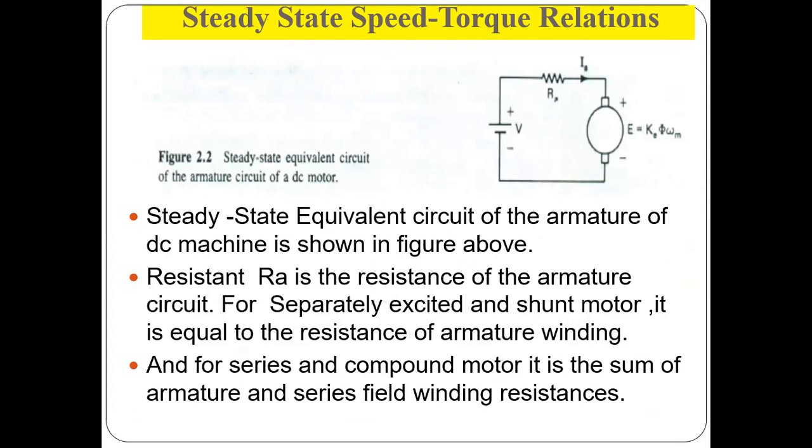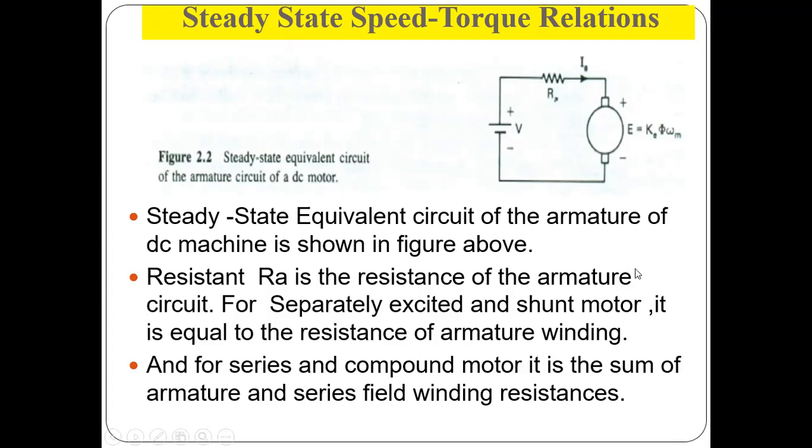Our main objective of this unit is to learn how to control the speed of the DC motor. For that, we require the speed torque characteristic of the particular motor. In that equivalent circuit, you can see the equivalent circuit of the armature circuit of the DC motor. There is a battery connected and a resistance Ra connected, and this is the armature voltage, given by E equals Ke phi omega m.